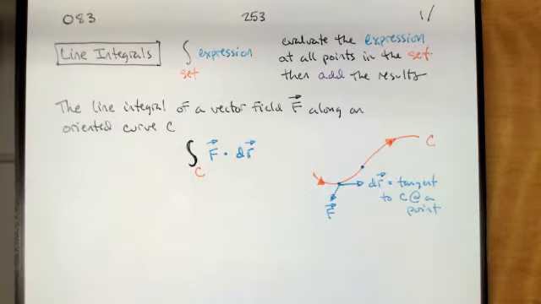Here's a line integral. The line integral of a vector field f along an oriented curve C is the integral over C of f dot dr. So there's a lot to unpack here. Note that it fits the same description as all of our other integrals. We're going to evaluate this expression f dot dr, whatever that means, at all the points in this set C, which is an oriented curve.